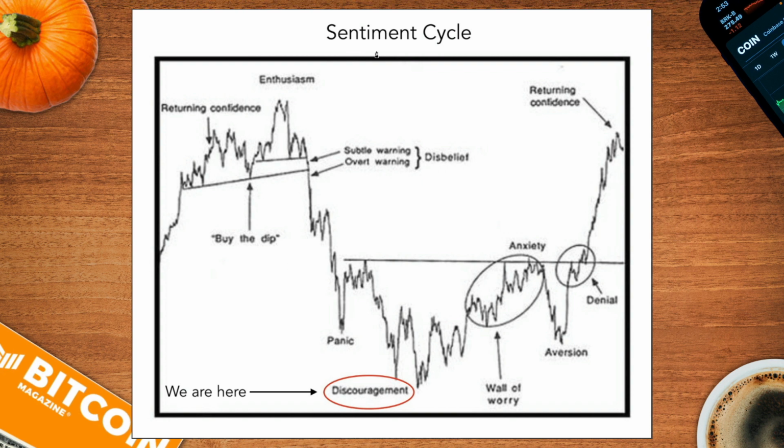And this is one of my main concerns in terms of what the market could do. Currently, if you look at this sentiment cycle, it might be a little hard to see because of the blurriness, but basically we are right around here at discouragement. We've already had the main part of the bear market hit because the markets are forward looking, so we've already priced in a lot of what's been happening. But right here is where we are at.